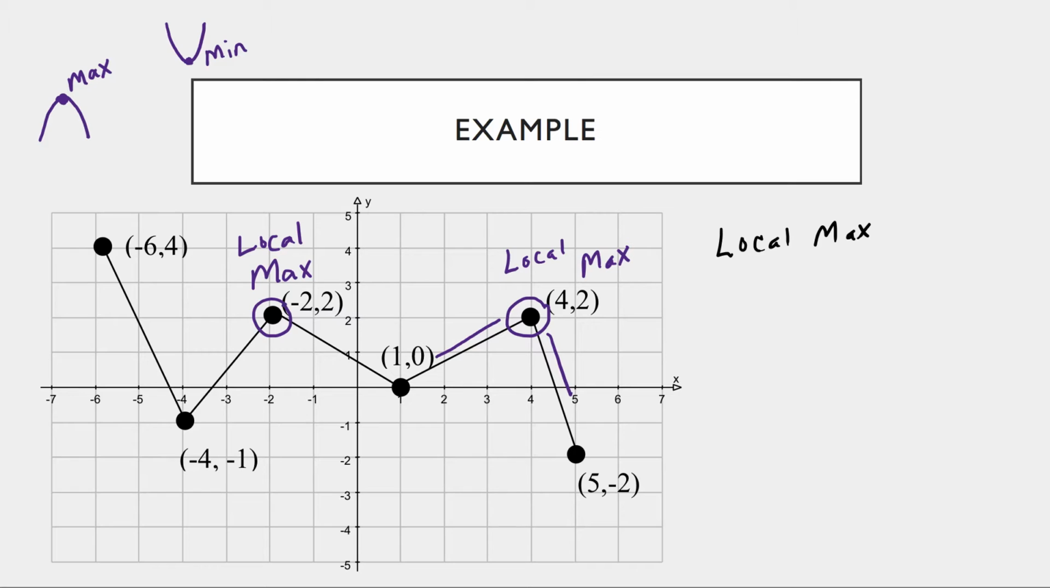Sometimes these are written just in terms of the y values. We're going to go ahead and just use the point. So negative 2, 2 will be a local max, and 4, 2 will also be a local max.